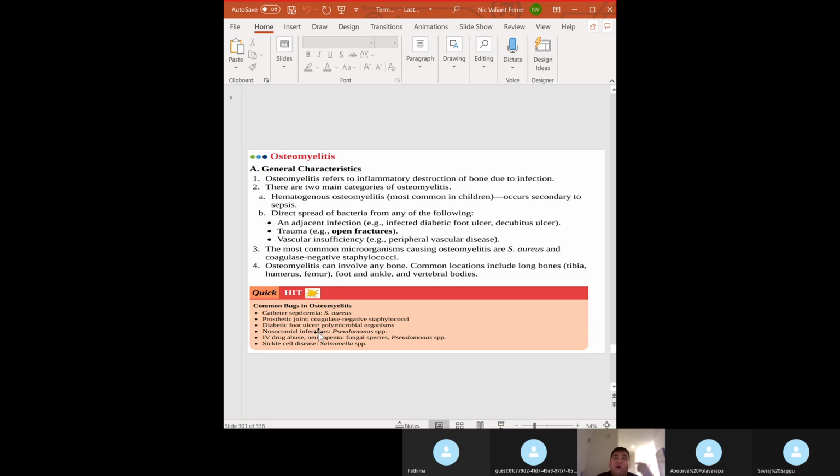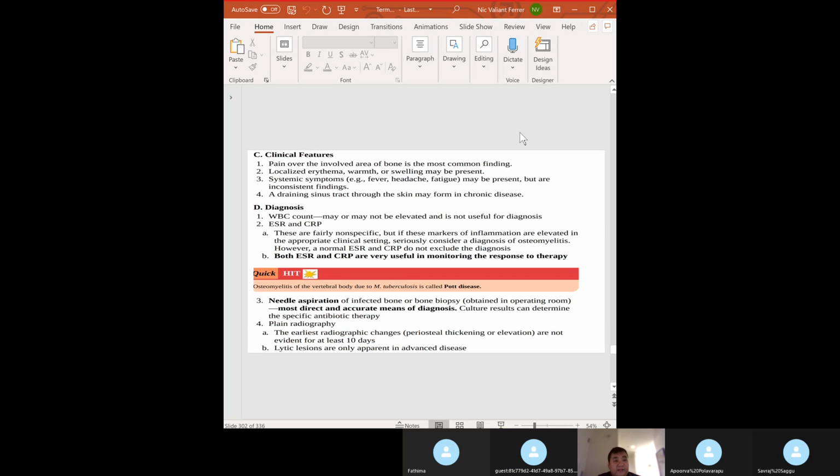For nosocomial infections, always Pseudomonas. For IV drug use, think fungal and Pseudomonas. For sickle cell, high yield, it's always Salmonella. Okay, put a star here. If this doesn't appear in your exam, it's very high yield on the step. Clinical features, you have pain in the bone. Diagnosis, WBC count, ESR and CRP are very important in monitoring the response to therapy.